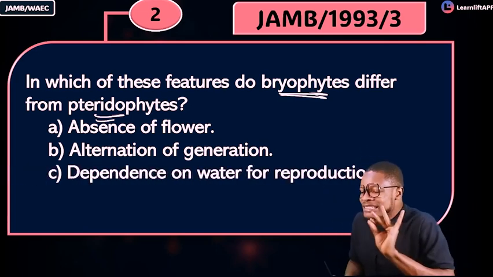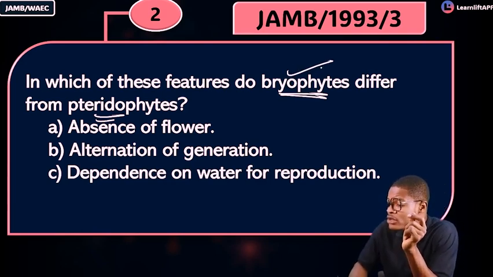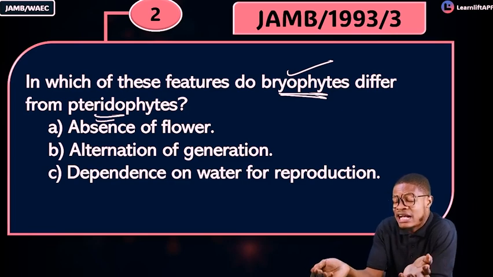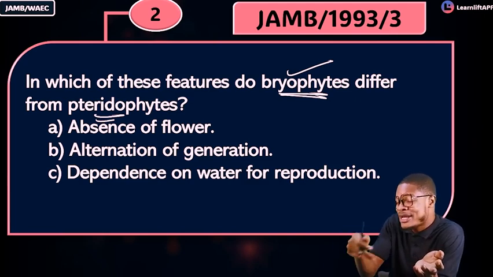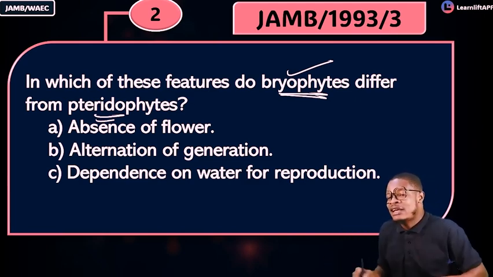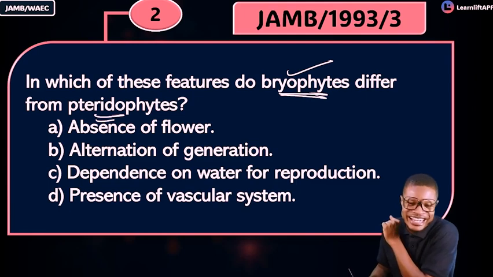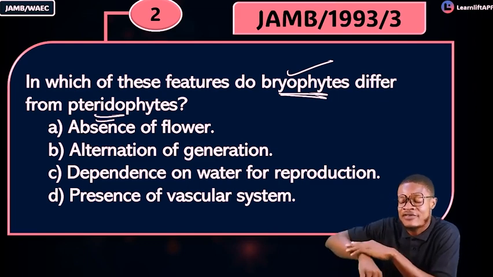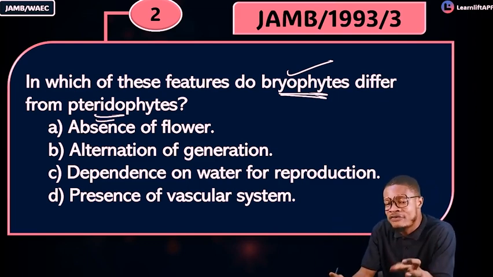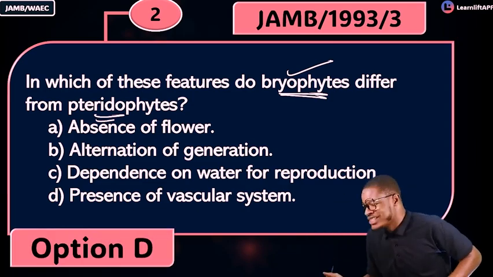Option C says dependence on water for reproduction. Yes, both of them depend on water. Bryophytes depend on water for what? Reproduction. Hence, they are called the amphibians of the plant kingdom. Right? Pteridophytes, as we go on, you also see that they also depend on water for what? Reproduction. And then option D went ahead to say presence of vascular system. You are doing well, you are correct. Now, your bryophytes, do they have a vascular system? No, they don't have a vascular system. Bryophytes lack xylem and phloem. But your pteridophytes, they have xylem and phloem, which are their vascular system or their vascular bundles. Therefore, the distinguishing feature there is what? Option D. Because option D is now the answer.